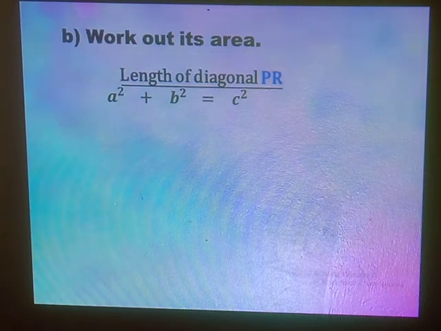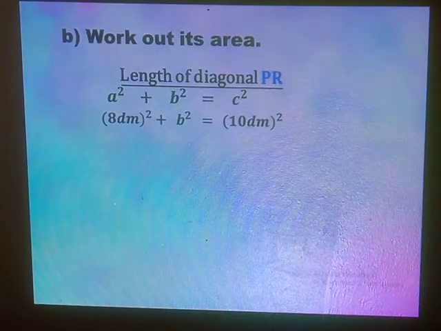Now the diagonal we have, you have only one. We have the length of each side. It was given in the diagram. So let's substitute. We shall then have A is 8 decimeters squared plus B, which we don't know. The length of each side, the hypotenuse, was given as 10 decimeters. So to substitute will give us 10 decimeters squared.